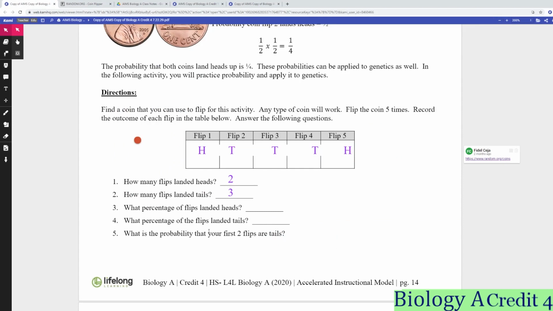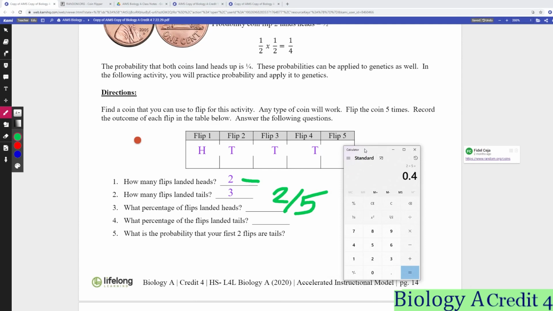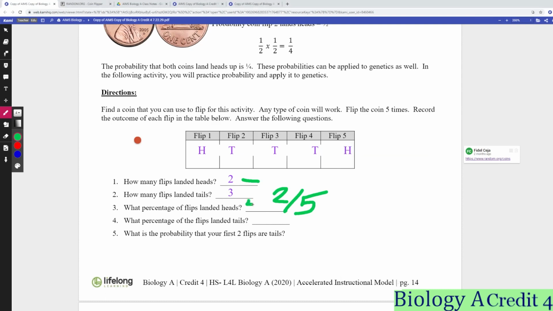But next, we're going to find our percentage. So how we're going to do that is we're going to take the outcome. We had 2 heads out of 5 flips. First of all, we're just going to get a good old calculator and we're going to divide. So 2 divided by 5, 0.4. But remember, percentage means out of 100. So we're going to take our 0.4 and multiply it by 100 to get 40%. So 40% of our coins ended up being heads.